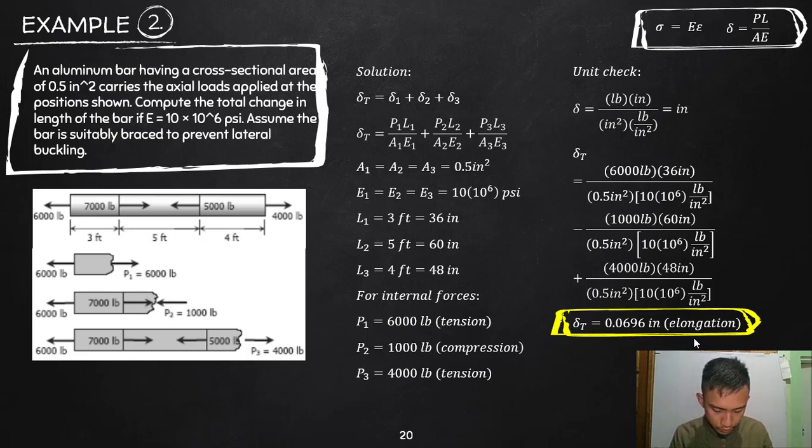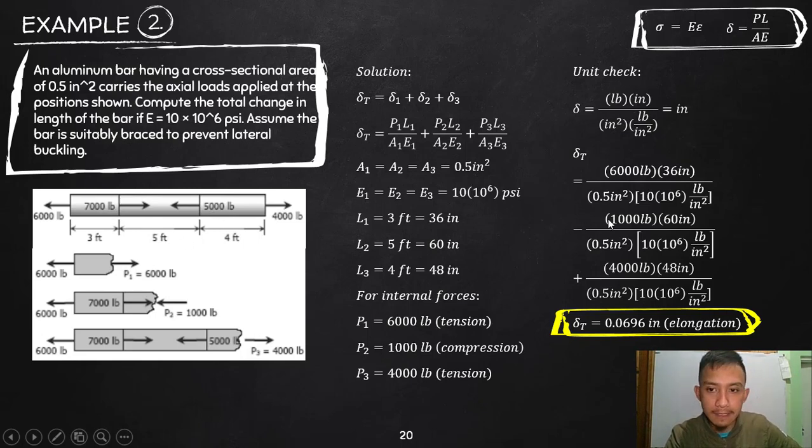I will factor out 1 over AE, 0.5 times 10 raised to 6. And then inside is 6,000 times 36 minus 1,000 times 60 plus 4,000 times 48. That will give us 0.0696. So we are good. So that is our total deformation, the total deformation of your bar.